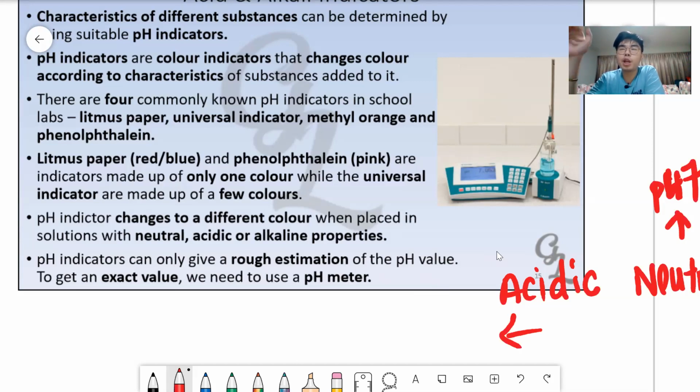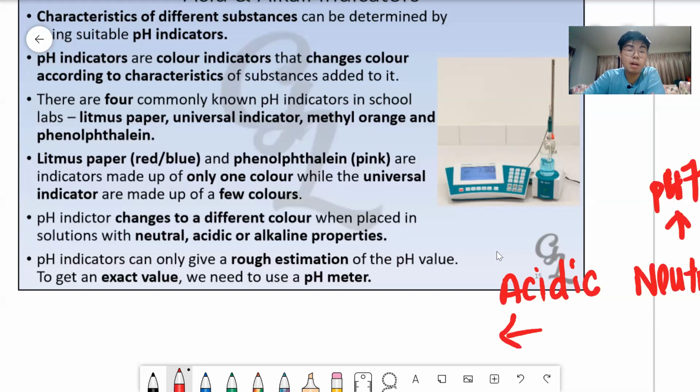That means what? That means they are not able to tell you pH 1, pH 2, pH 3, pH 8, pH 9, pH 10, pH 11. They even more cannot tell you pH 3.4, pH 4.6, pH 5.7. They even more cannot tell you 6.79, 8.32. They cannot tell you the specific value. They can only tell you an estimate. Estimate means what? Estimate means acidic or alkaline. That's all they can tell you. Acidic, neutral, or alkaline. All right?